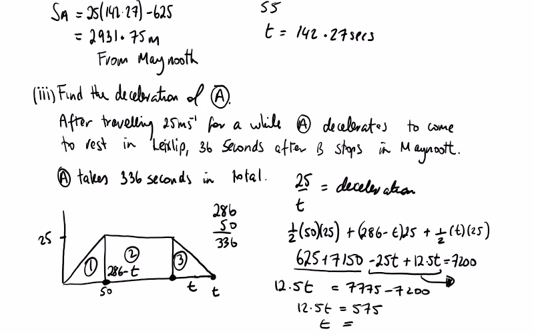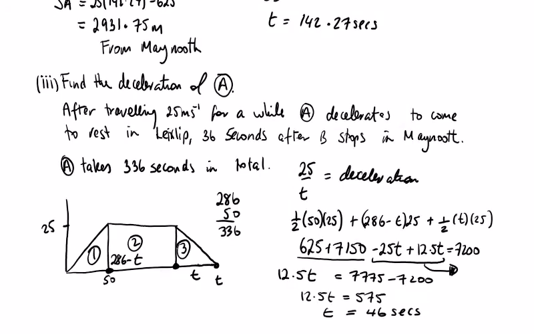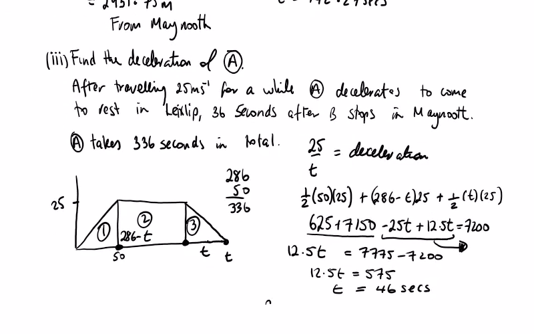So the time taken to decelerate, that goes in 46 times, 46 seconds. So my deceleration, 25 divided by 46 as a decimal, will be 0.54 meters per second squared. So that's this question complete.